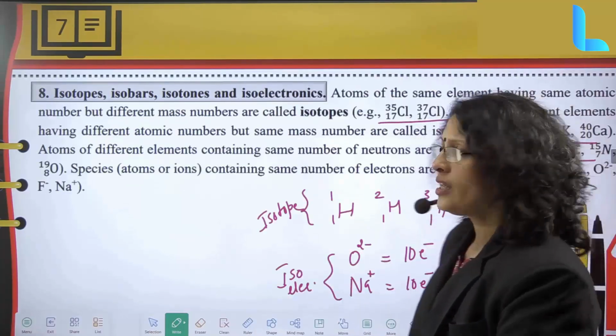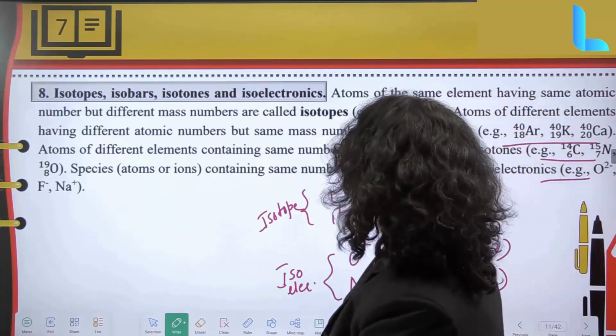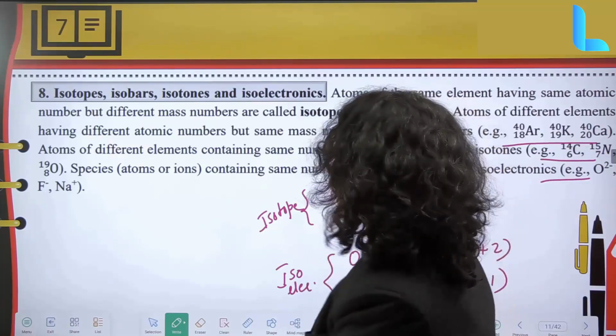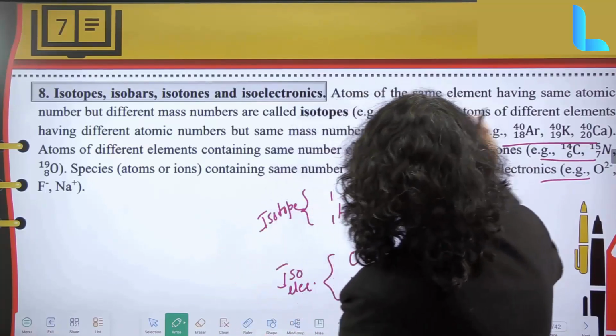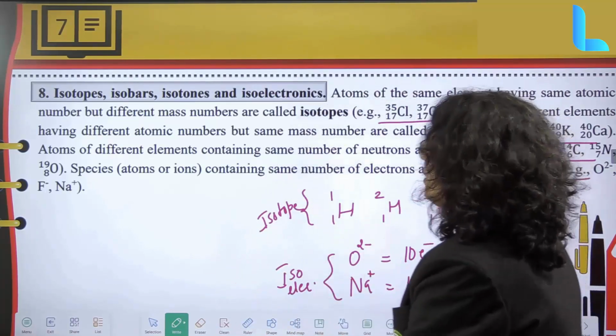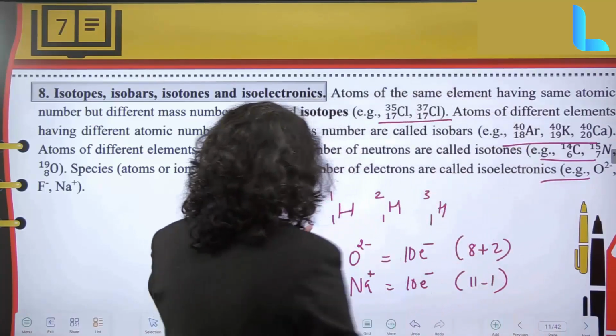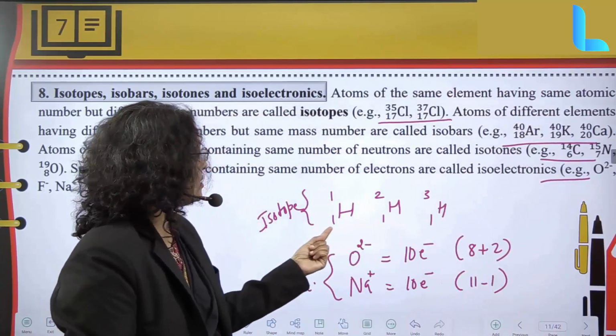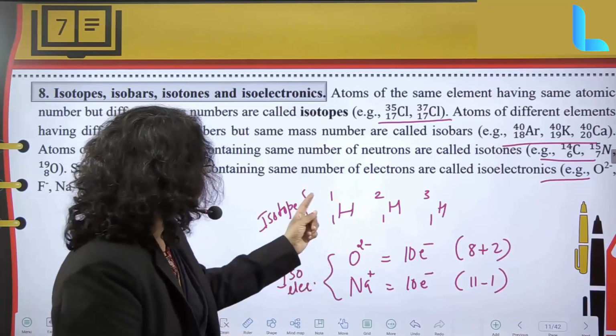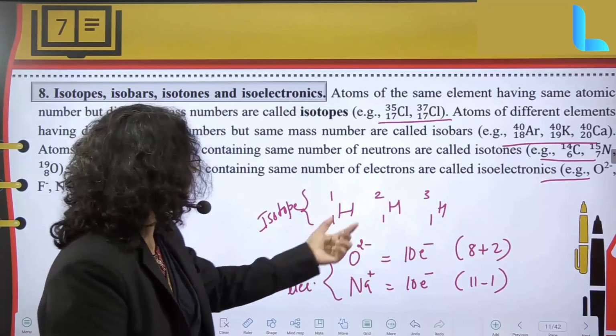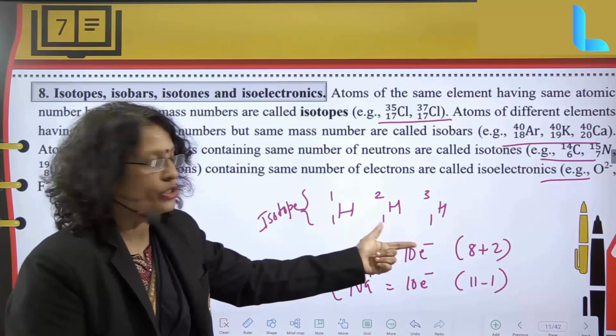So what are isotopes, isobars, isotones and isoelectronic species? Isotopes are atoms of the same element having the same atomic number but different mass number. We can see here the atomic number, which is written at subscript, is the same, but the superscript number is different. So that is indicating they are isotopes of each other.